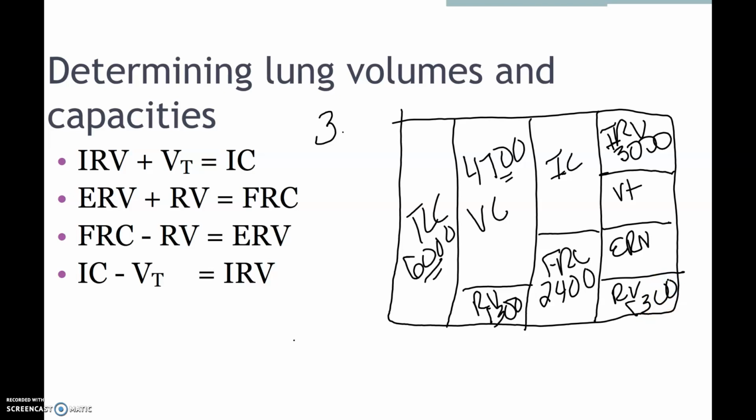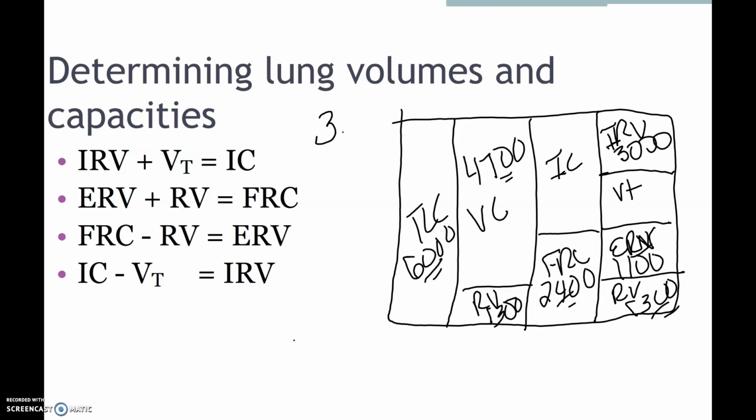Let's see, our inspiratory capacity. We can't find, oh yeah, we can find that one. So for inspiratory capacity, let's find our expiratory reserve volume next. That's the expiratory reserve volume, this box here. So for expiratory reserve volume, we can take our FRC of 2,400 and subtract off our residual volume of 1,300, and we are then left with 1,100. And again, that's in milliliters.